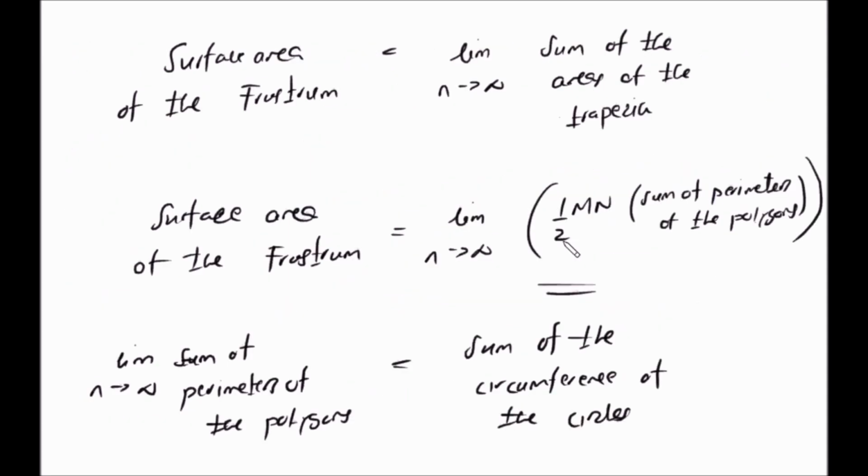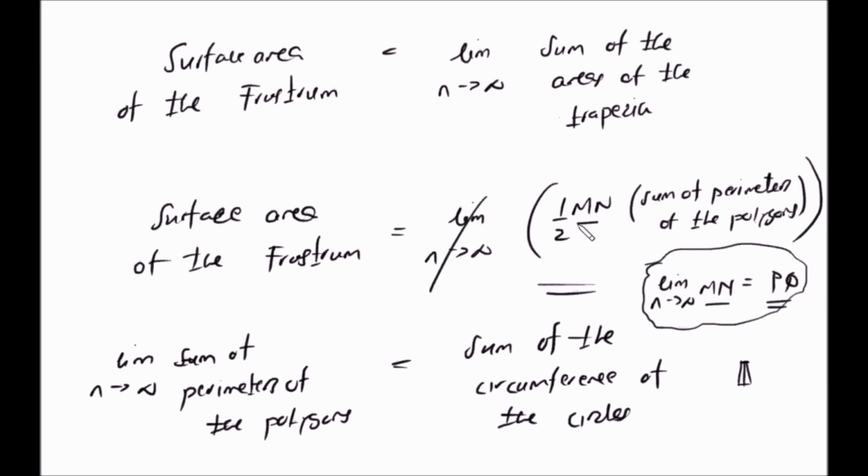Kwa hiyo number of sides zikiwa nyingi, mn ambayo ndo height itakuwa almost the same na pq ambayo ndo ile slant height. So height na hii slant height kama hapa juu ni padogo, zinakuwa zinafanana, difference inakuwa ndogo sana, they're almost the same. Kwa hiyo sasa maanake nini, tukitoa hii hapa tuweke pq, alafu hapa tuweke sum of the circumference of the cycle.